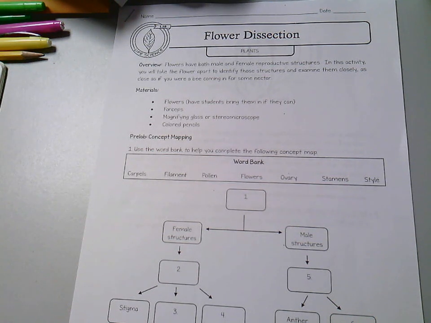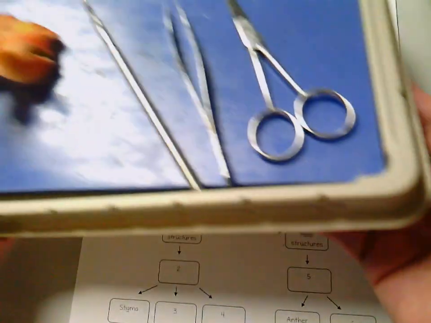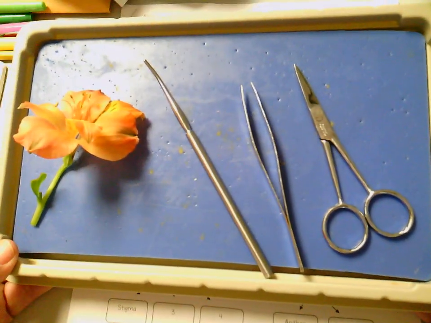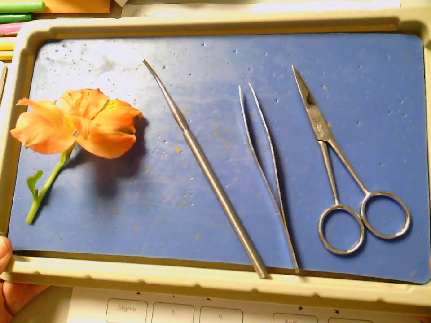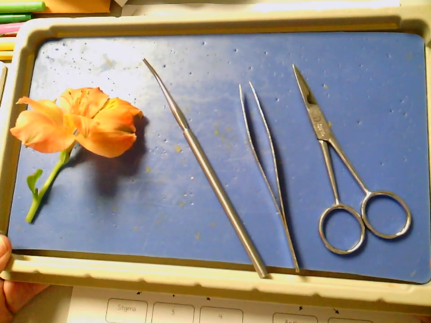Today we're going to go over flower dissection. This is our first dissection in biology. You should have this worksheet and some colored pencils with you, something to write with as well, a pen or a pencil. And as well as this, you will have a dissection tray with your flower and these tools available to you. So make sure you have all of that before we begin.